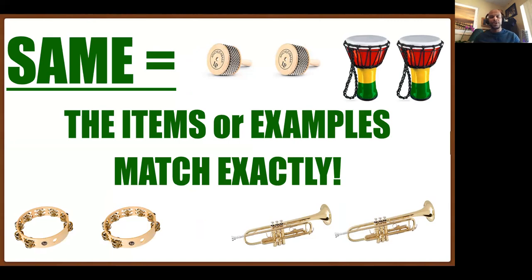Look at our two instruments on the screen. The first two instruments, those are called cabasas. Everybody say cabasa. And we know, is it a shaker or not? It's a shaker. It's a shaker because it creates its sound by shaking it. Look at those two cabasas. Are they the same or different? Those are two of the exact same cabasas. So we'd call those two items the same.